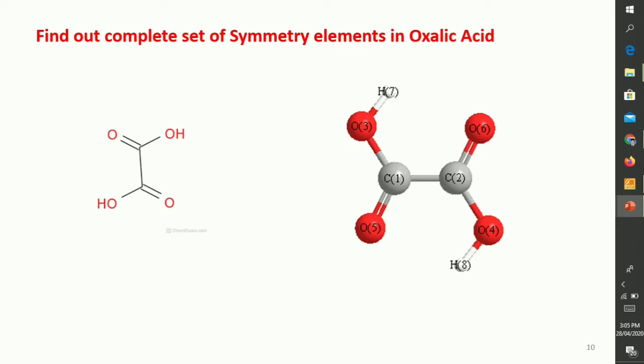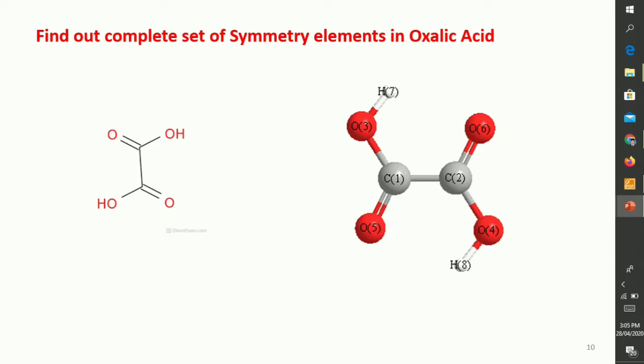Then, is there any kind of proper axis of rotation found in this molecule? Yes, you need to think about this. There is C2 axis of rotation from this axis of rotation. So here you can see, if you rotate the molecule clockwise or anti-clockwise, you will get a definitely indistinguishable shape of oxalic acid. So the next is the plane of symmetry.